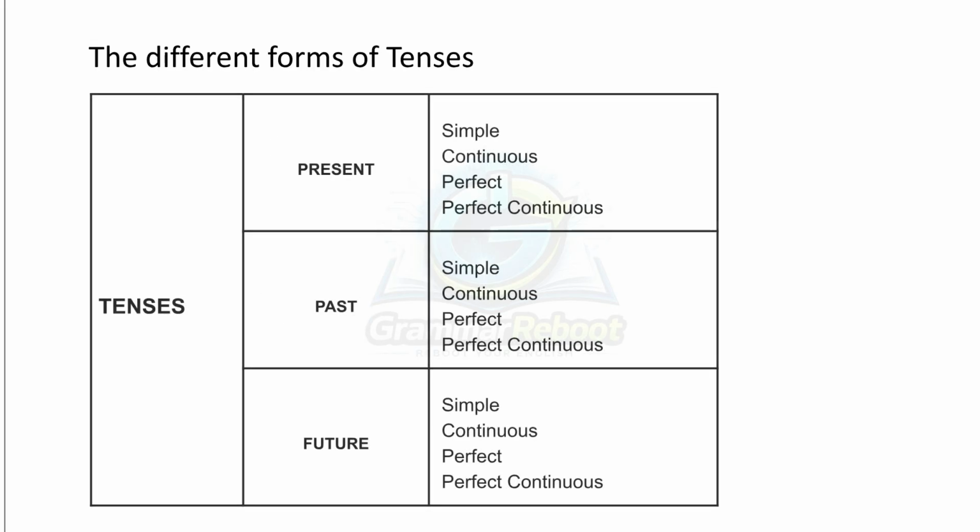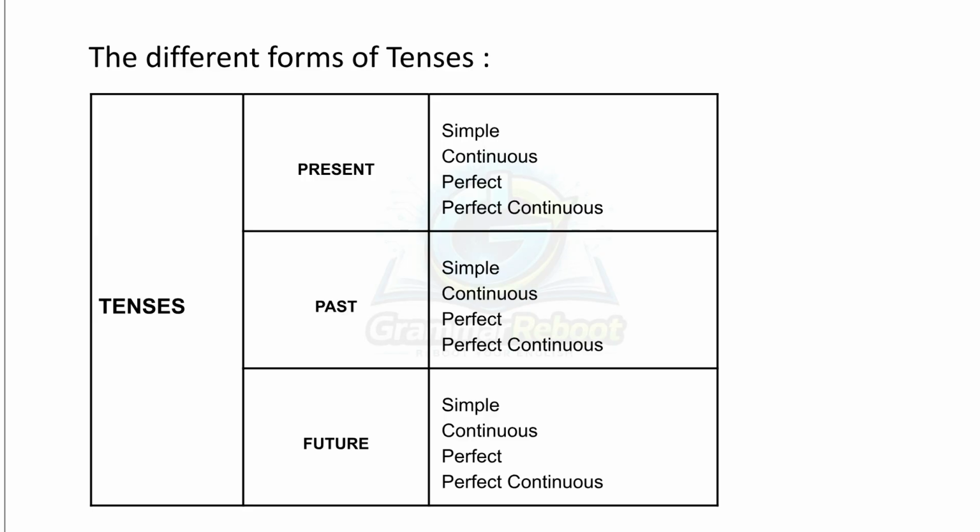Now let's look at this table carefully. In English, there are mainly three tenses. First, present tense. Second, past tense. Third, future tense. But each tense is divided into four forms. Let's start with the present tense. Under present we have simple present, present continuous, present perfect continuous.